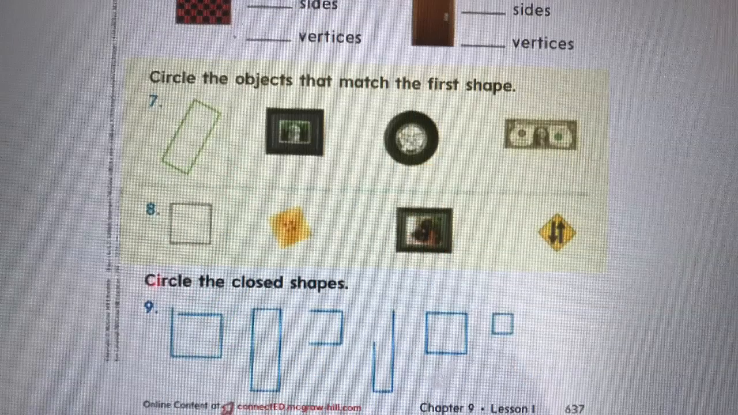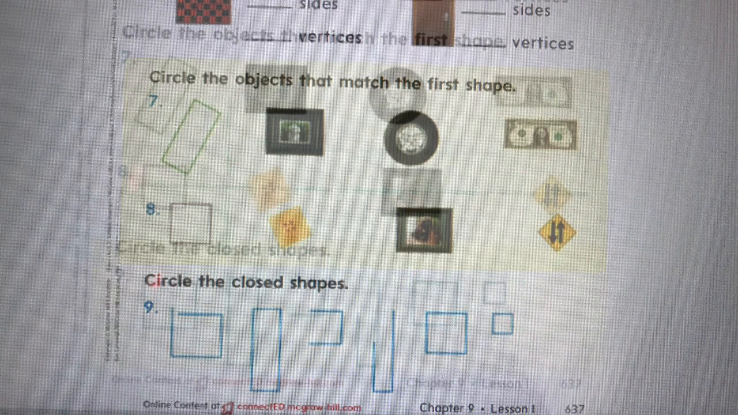For this next section, problems 7 and 8, it wants you to circle the objects that match the first shape. So for problem 7, you see a rectangle, and problem 8, you see a square. Look at those objects that you see and circle the ones that match for that problem. For example, in problem 7, you'll notice it's a rectangle, so what other things in those pictures are rectangles? And 8 is a square, so what other shapes are squares? Go ahead and count the sides and vertices to help.